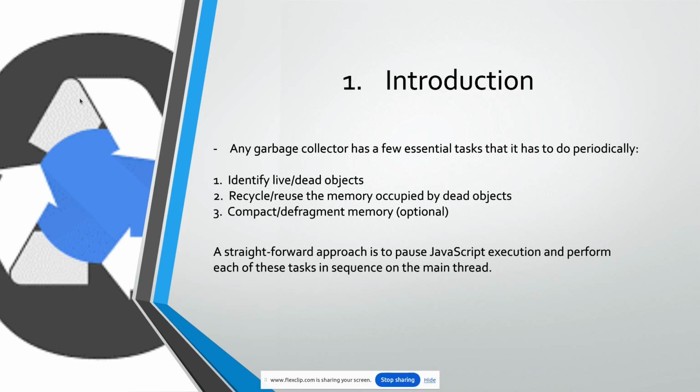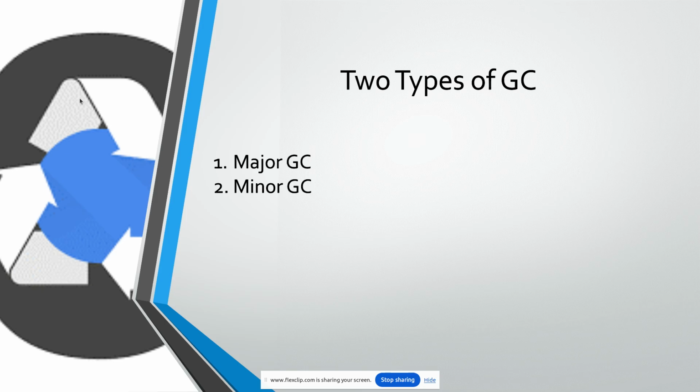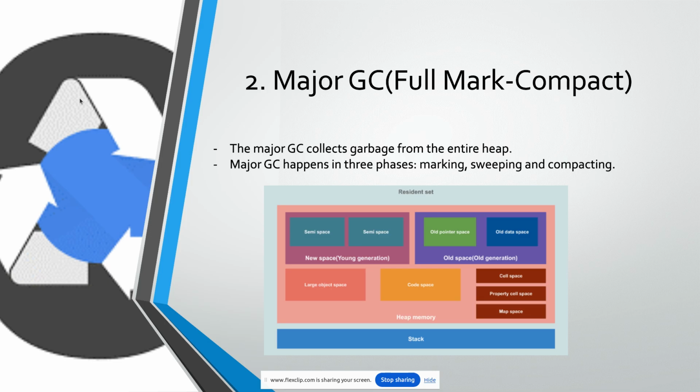The straightforward approach is to pause JavaScript execution and perform each of these tasks in sequence, on demand, right? And this will also cause jank. We talked about this in the first video on garbage collector. So there are two types of GC: major GC and minor GC. So what is major GC?